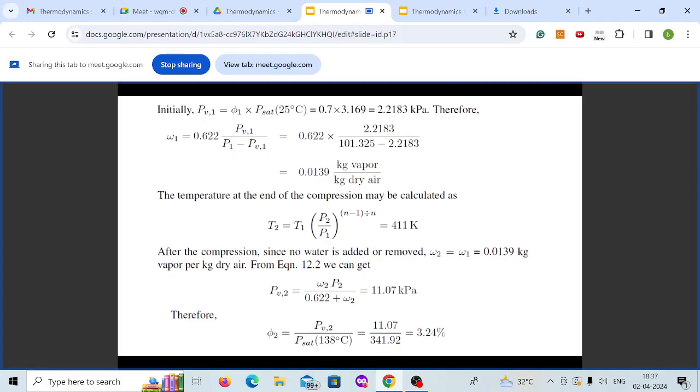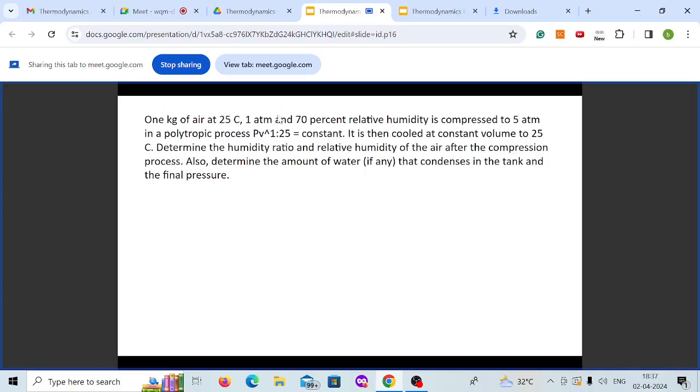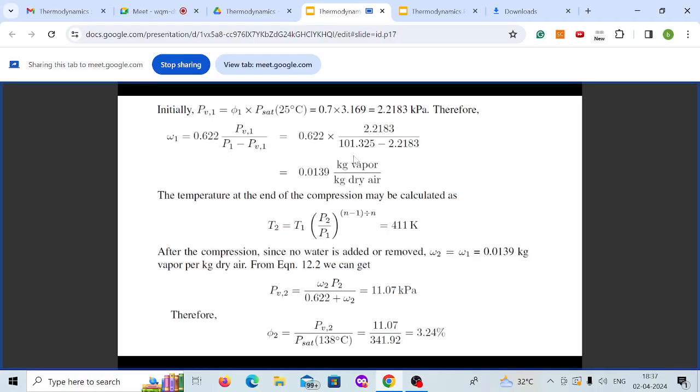So first we'll find out what were the initial properties. Initially the air is at 25 degrees Celsius, 1 atmosphere and 70% relative humidity. So your initial vapor pressure can be calculated as your relative humidity into your saturation pressure at 25 degrees Celsius. From your steam table, the saturation pressure for 25 degrees Celsius is 3.169 kilopascal. That into your relative humidity, 70%, so 0.7, will give you 2.2183 kilopascal.